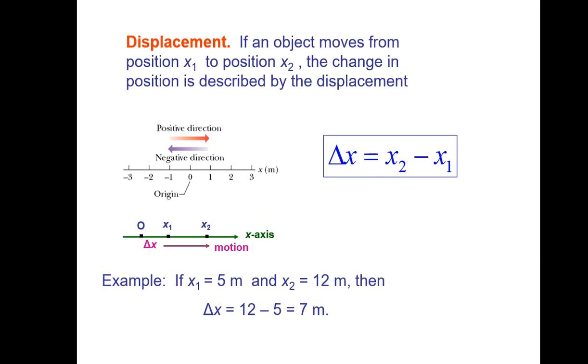Just to review real quick, displacement is whatever your position is on your x-axis in one dimension: your final position minus your initial position. x1 is where you start at time 1, x2 is where you stop at time 2. So if x1 is 5 meters and we stop at 12 meters, that's your x2, and 12 minus 5 is 7 meters.